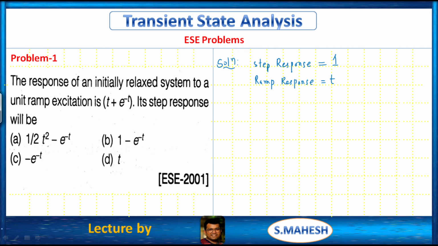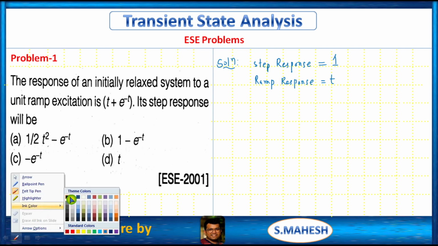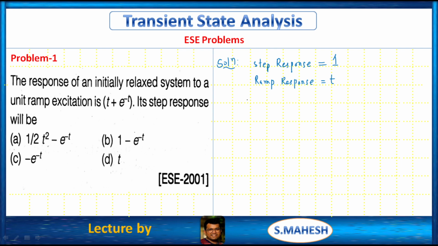So simply, to get the step response, which is equal to d by dt of the ramp, right? See, d by dt of t is nothing but 1 only. So to get the step response, it is nothing but the differentiation of the ramp response only.